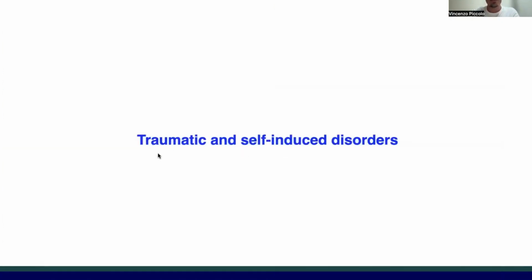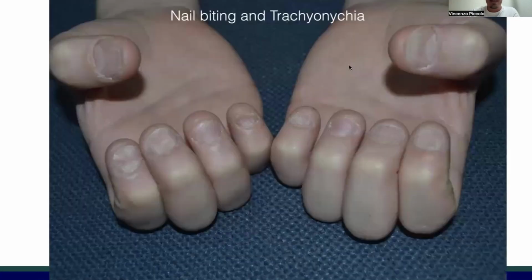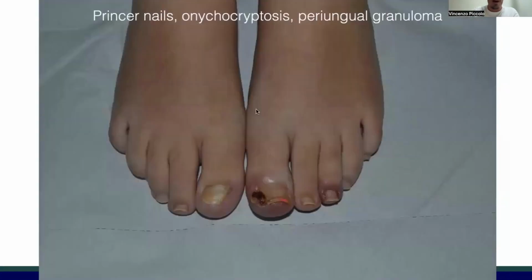The third group of diseases is characterized by the traumatic and self-induced disorders of the nails. In this case, the trichonychia that we saw before is secondary to nail biting. It's very common in children or after psychosocial stress. As you can see here, we see an enlarged lunula and an alteration of the nail plate characterized also by koilonychia. This condition can be secondary to compulsive nail biting. Also, this condition can be inserted in the group of traumatic disease.